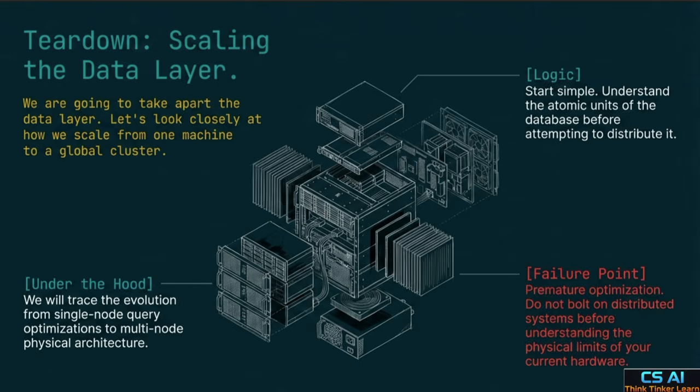Our logic is to start simple. We must understand the atomic unit of the database before attempting to distribute it. Under the hood, we'll trace the evolution from single node query optimization to multi node physical architecture. The critical failure point we want to avoid is premature optimization. Do not bolt on a distributed system before understanding the physical limits of your current hardware. The journey will guide you through the practical aspects of building scalable database systems.